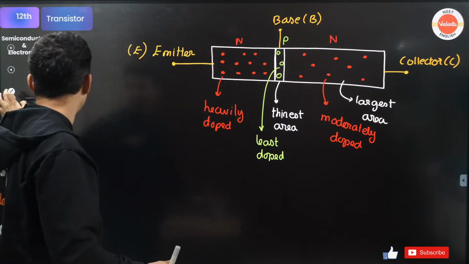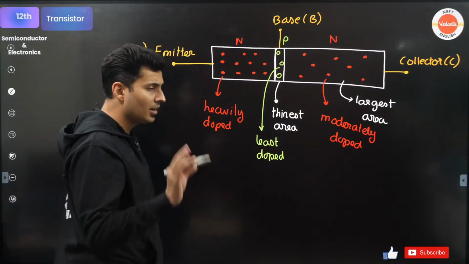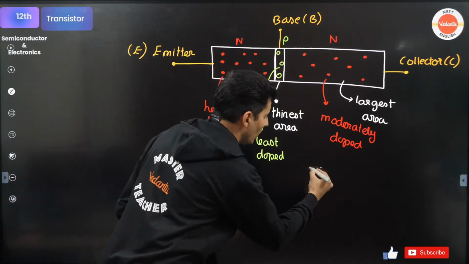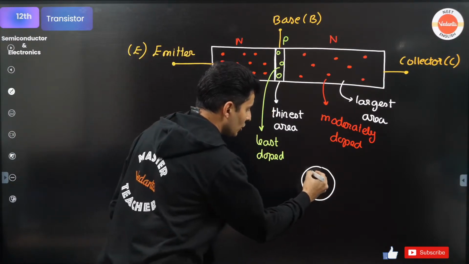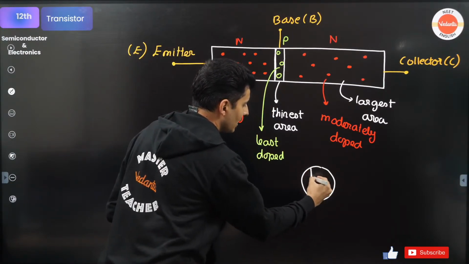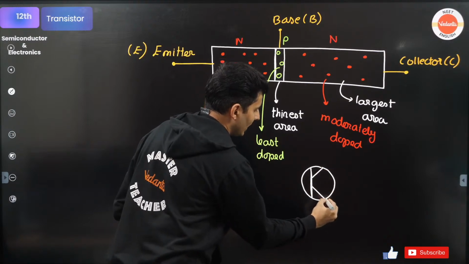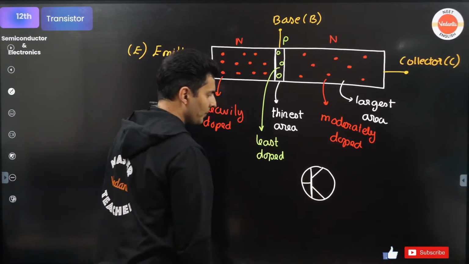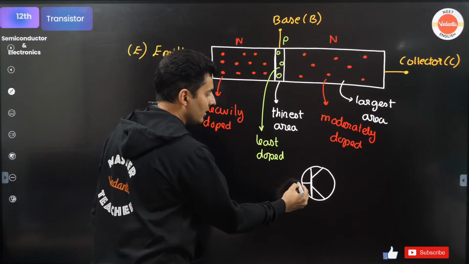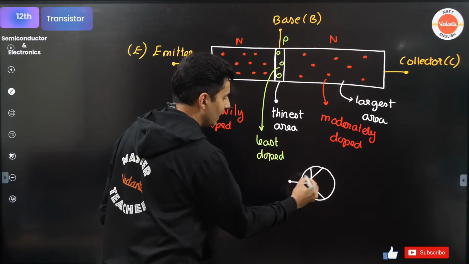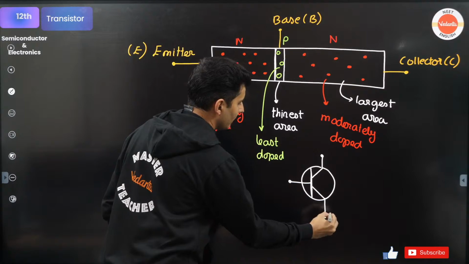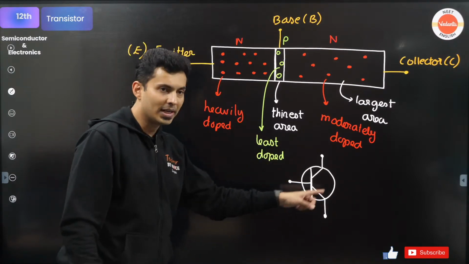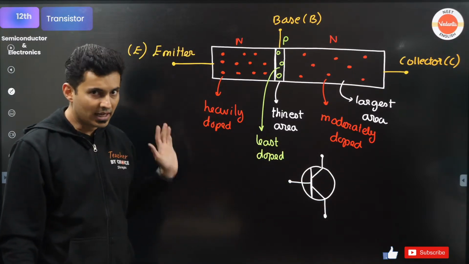There is a symbol for that. What is the symbol for this transistor? Understand this. Show a circle. Then show this line like this, and show one line here, one line here, and one line here. Now do you see that there are 3 terminals coming out of it? One terminal here, another terminal here, and the other terminal over here. Did you understand how I drew the symbol of the transistor?